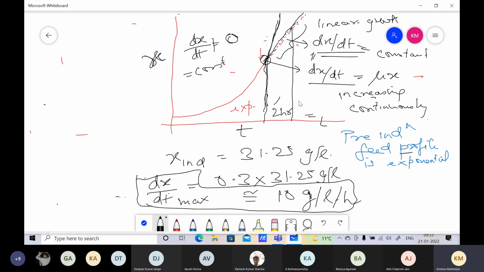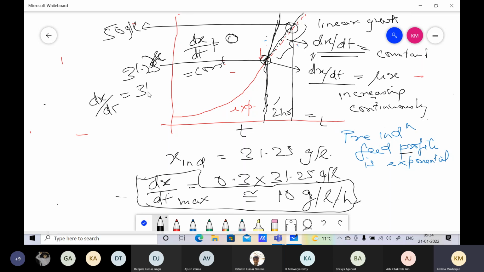This point here, 2 hours later, is 50 grams. And therefore, as you guys calculated, this point here is 31.25 grams. And therefore dx by dt is equal to 31.25 into 0.3, which is 9.375, which I approximated as 10.